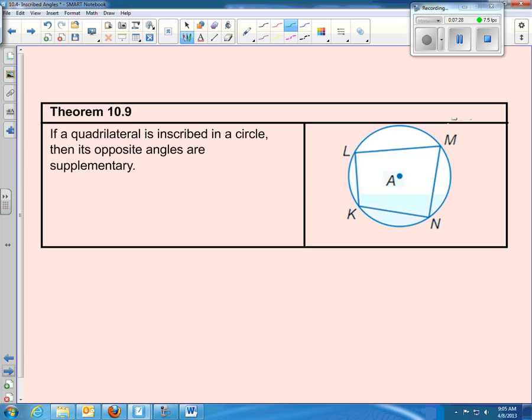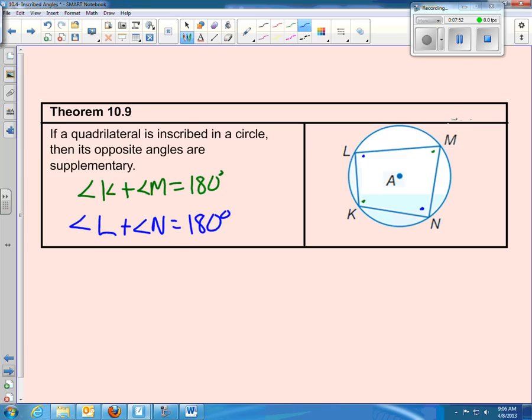All right, last topic for the day. If a quadrilateral is inscribed in a circle, then its opposite angles are supplementary. So that means that angle K and M are going to equal 180 degrees. And angle L and N are going to equal 180 degrees.